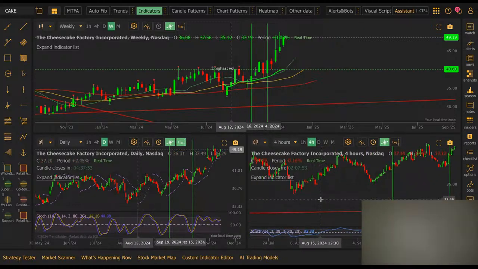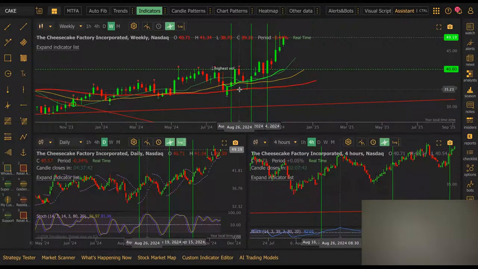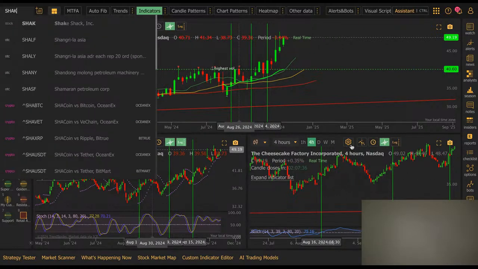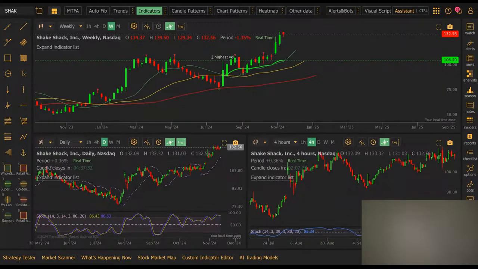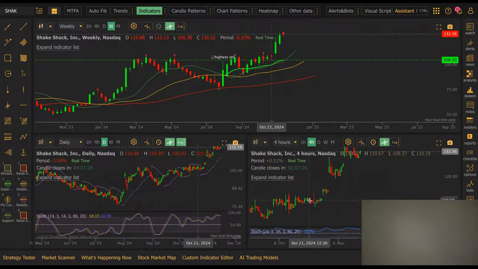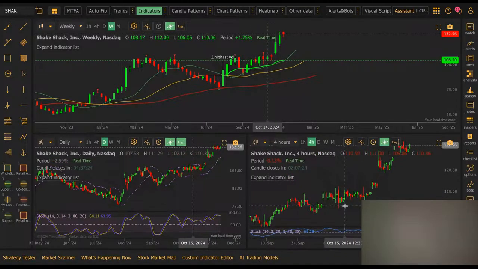And let's do one more here. We crossed the 50 on this one as well. All right. Now, right here, we get a nice movement. And it's above the 50. Above the 50, allow it to go up and you just trail your stop. Last but not least for today, we have Shake Shack.